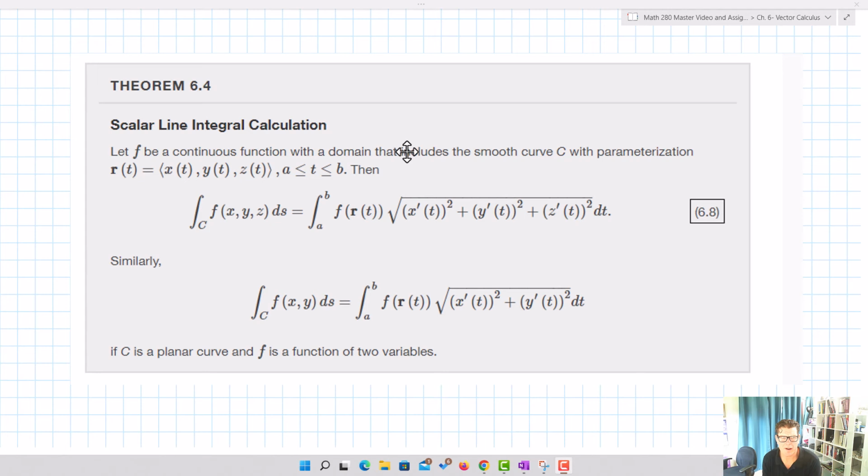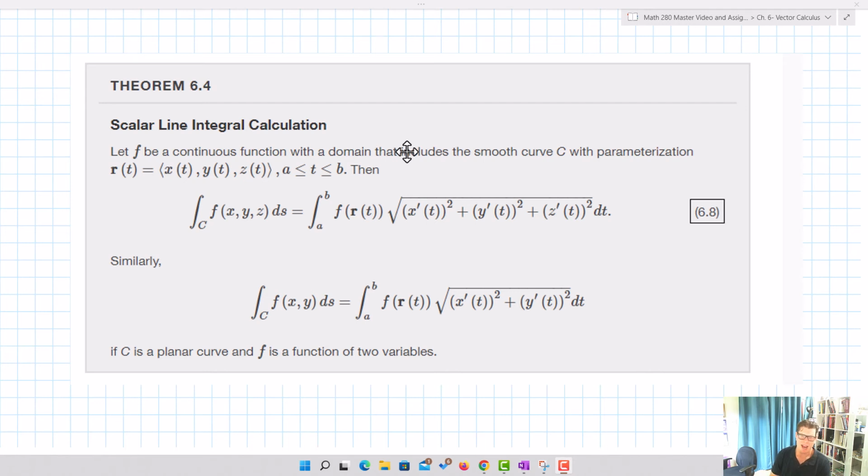So to make this rigorous, let f be a continuous function with a domain that includes a smooth curve C with parametrization r of t equals x of t, y of t, z of t, t greater than or equal to a, less than or equal to b. Then the line integral over C of f of x, y, z ds is going to equal the integral from a to b of f of r of t times the square root of, like we said, x prime of t squared plus y prime of t squared plus z prime of t squared dt.